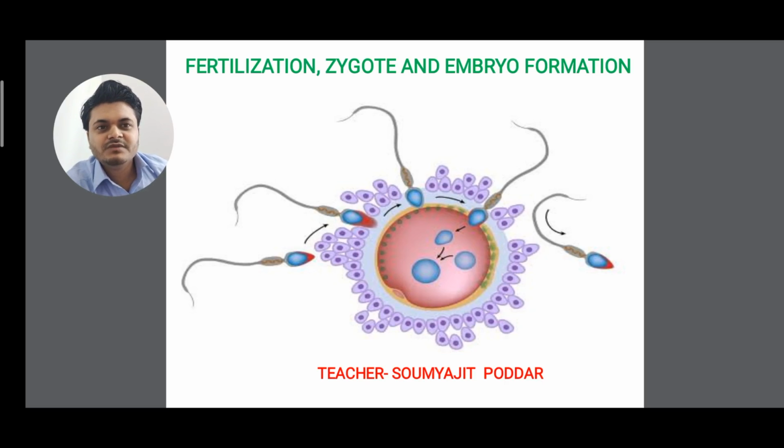Only one sperm will fuse with the ovum, clear? Sometimes two sperms fuse simultaneously, so you get twins, clear? So two children can be produced. So first is fertilization, where there is a fusion of sperm and ovum, which then forms the zygote, then embryo, then fetus, and ultimately the baby will be formed. This entire process will be discussed now.